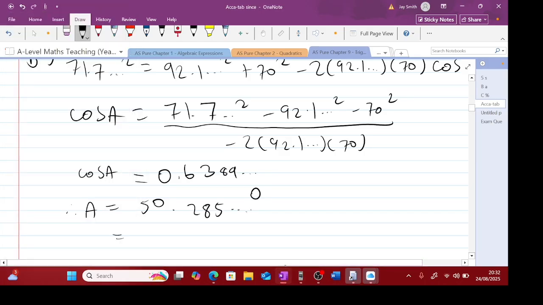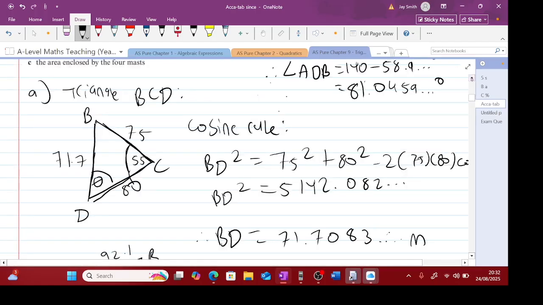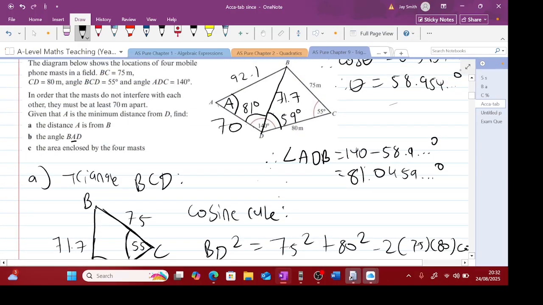If you want to, you can round it to 50.3 degrees to 1 dp. Okay, it doesn't specify what to round to. That's quite an awkward question. This is very awkward numbers. They're not normally this bad. But there we are, I've got the angle then.